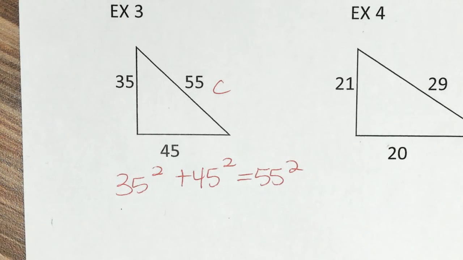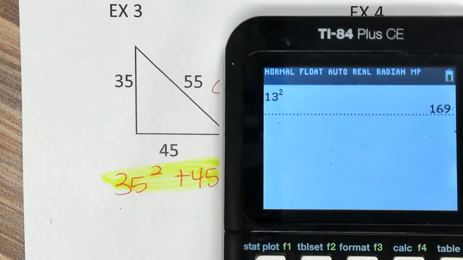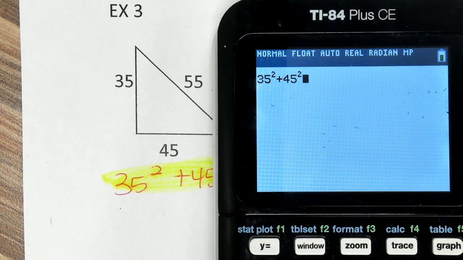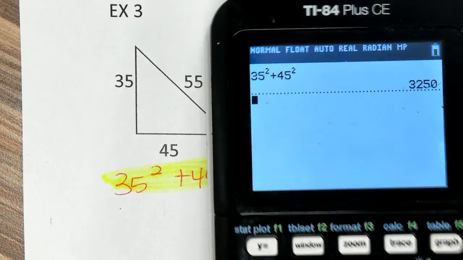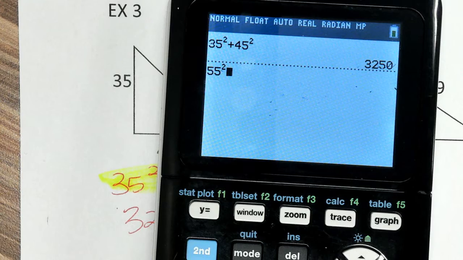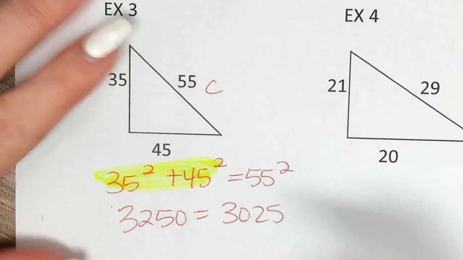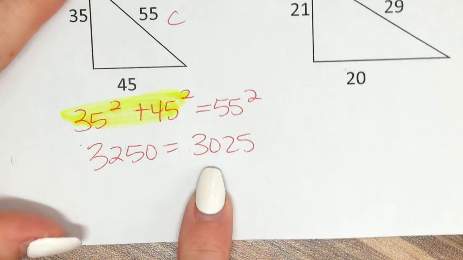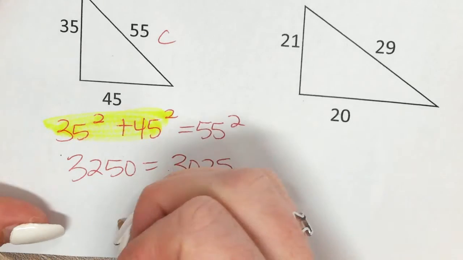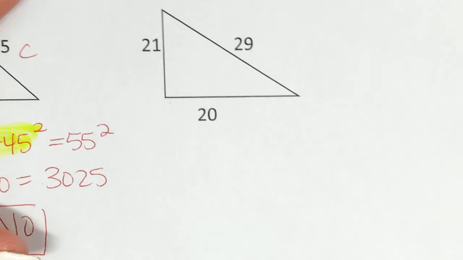Again, I would type the left side in my calculator and write down the answer. 35 squared plus 45 squared. I got 3,250. Now I'm going to go type in 55 squared, and I got 3,025. Are those the same number? No. So would these actually form a right triangle? No. Okay, try the last one on your own.